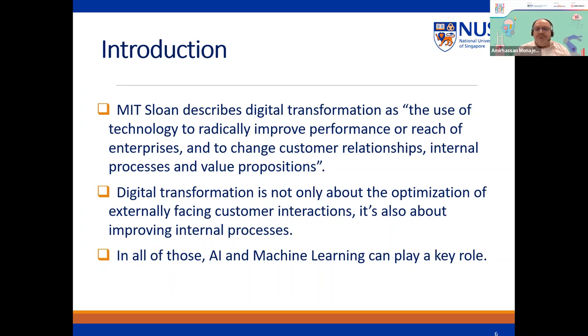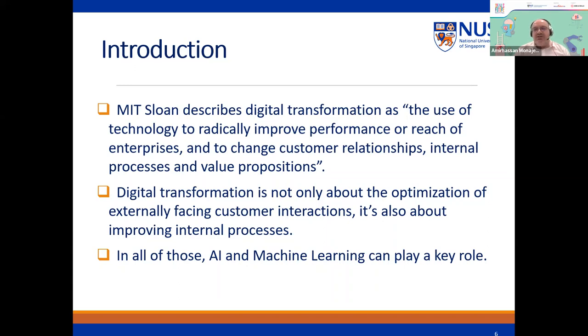However, we can improve our interfaces with customers, interfaces with service providers as well, internal processes and value propositions. Digital transformation is not only about optimization of our interface or external facing with customers. Once we had a shop, people come and buy. Now we have got a website. People can order online. This is digital transformation. This is the way that the interface between our business and customer would be transformed using digital technology.